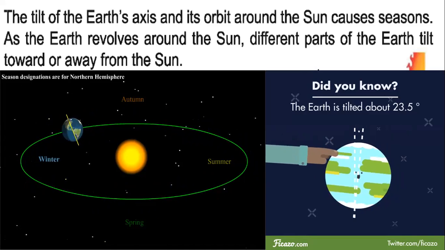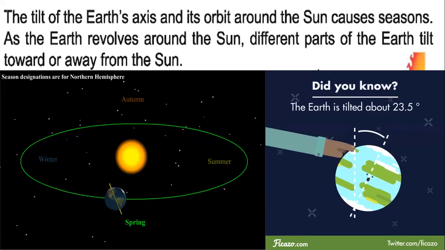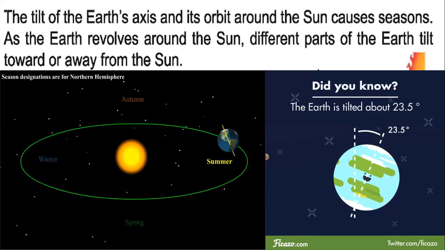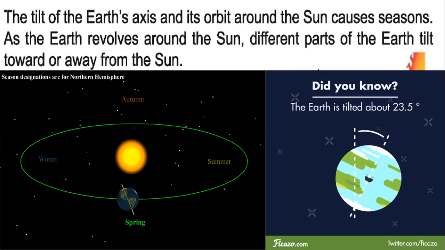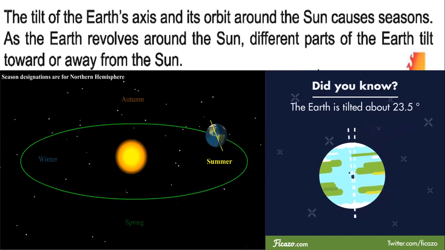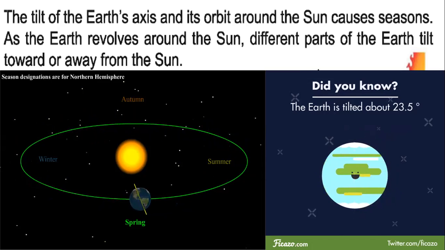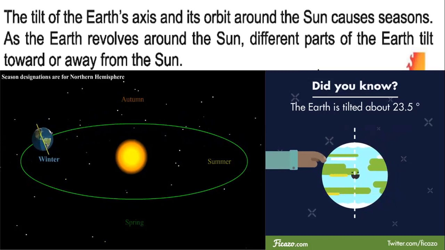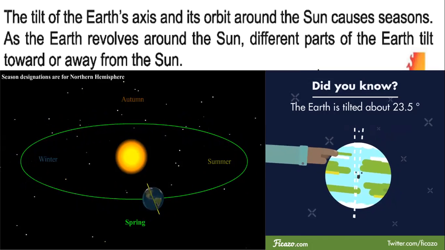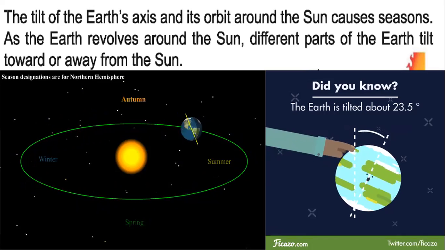If any question arises about what causes season change, what will you write? You just write: the tilt of the earth and its orbit around the sun cause seasons. As the earth revolves around the sun, different parts of the earth tilt towards or away from the sun. This is the most important reason why the seasons change.